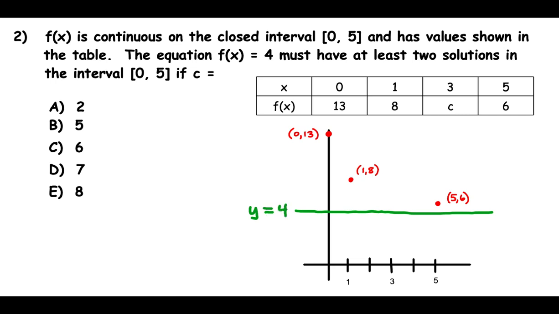And it says that f of x is continuous. So if I start from (0, 13) and I go through (1, 8), I eventually have to go through (5, 6). But I want at least two solutions, so I need to cross the green line. I need to cross it twice. I can't just bounce off of it. And so this would be the point (3, C). It doesn't necessarily have to be the vertex or the minimum, but it does have to be below 4. And I think you can see from the answer choices, only one of those fits the bill. Number 2, the correct answer is choice A, 2. All the rest are too large.